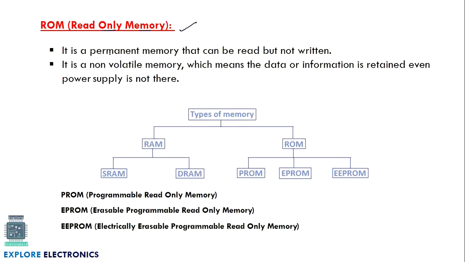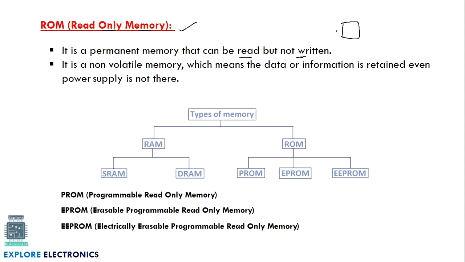What happens here in ROM, we are going to store the instructions or the code data, or we say the permanent storage is required. Wherever the permanent storage is required, wherever the software is to be stored, we are going to use ROM. It is a permanent memory that can be read but not written. Means we can read what is stored in the ROM, but we can't write.